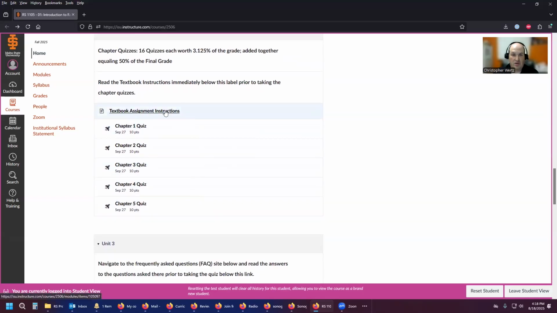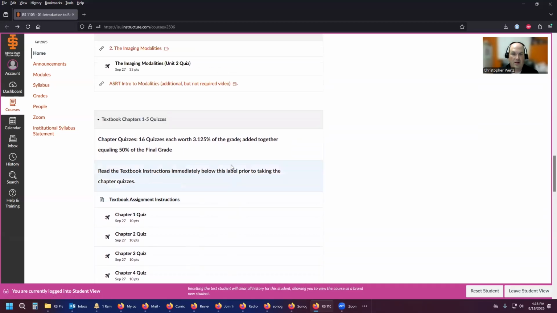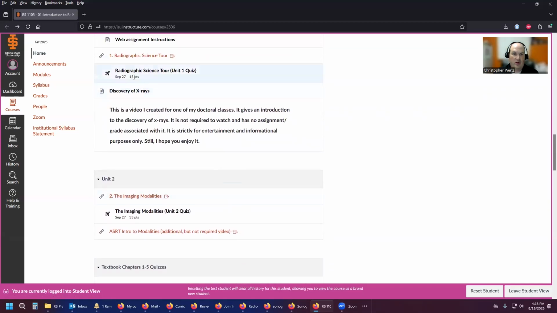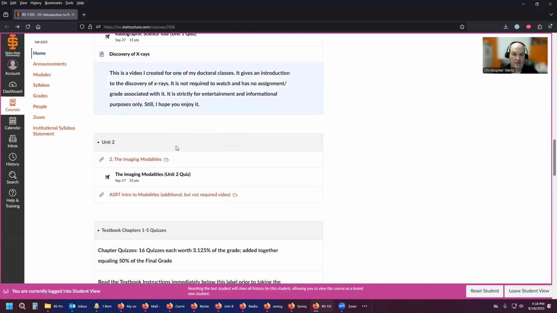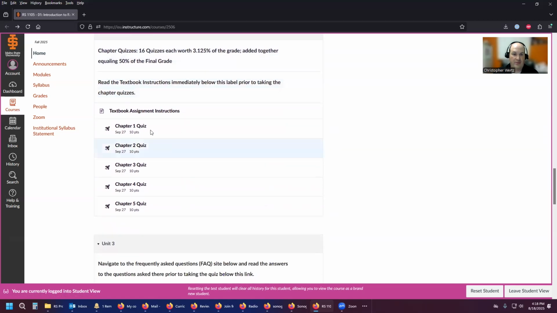There are textbook instructions. It's basically telling you what I'm telling you. You read the chapter, you prepare, you take a quiz, you move on to the next one. You'll notice the due date for the Unit 1 quiz, the Unit 2 quiz, and chapters 1 through 5 is all the same. All 7 of those quizzes are due on the same day.